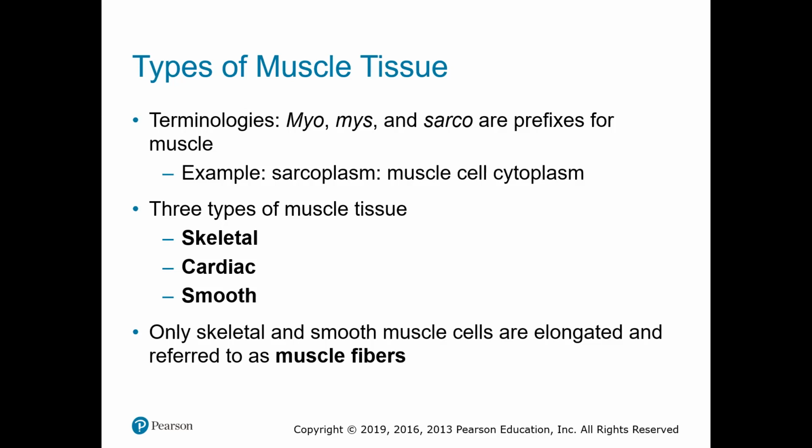Smooth muscle is found totally different than the other two. It's also involuntary. Smooth muscle is around the digestive system, around blood vessels, around our hollow organs like our urinary bladder. We don't have any control over it.